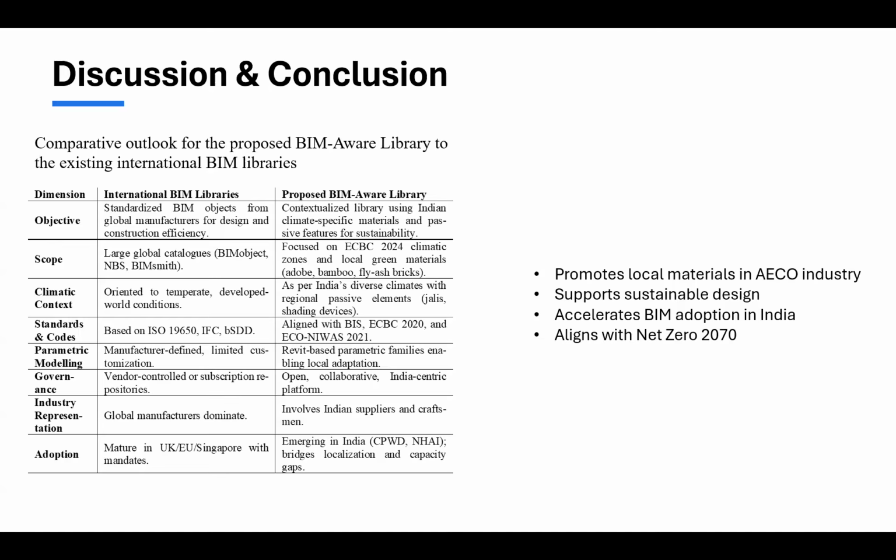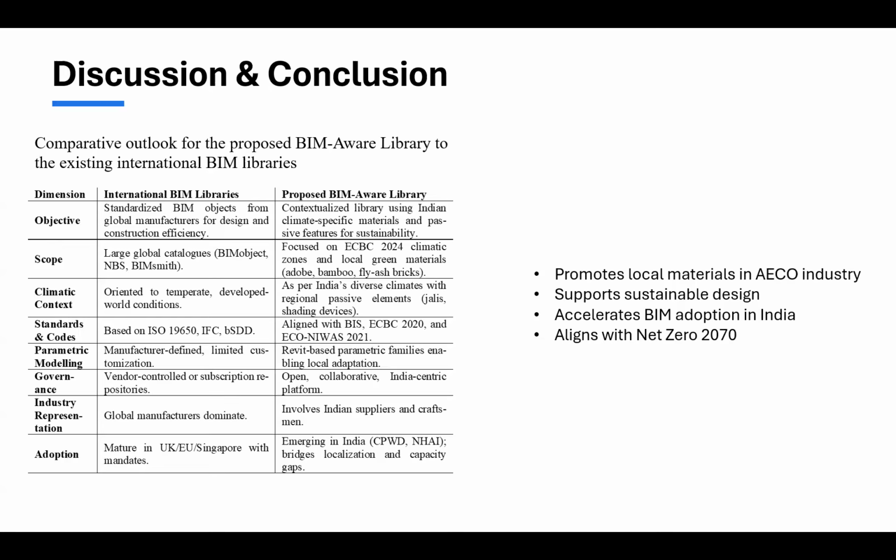There are different platforms where we can download those libraries: BIM Object, NBS, BIMsmith. Whereas this proposed one focuses on climatic zones based on ECBC 2024 and local green materials like adobe, bamboo, and fly ash bricks, which are very popularly used in our local conditions. International BIM libraries are oriented to temperate or developed-world conditions, whereas in India we find diverse climates, so region-specific elements can be modeled in this workflow.